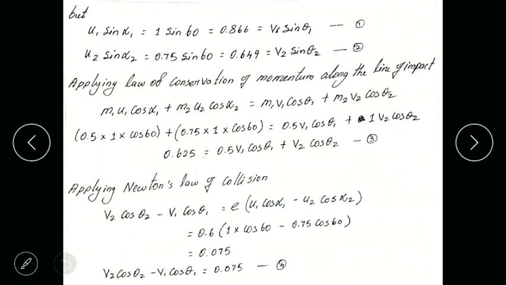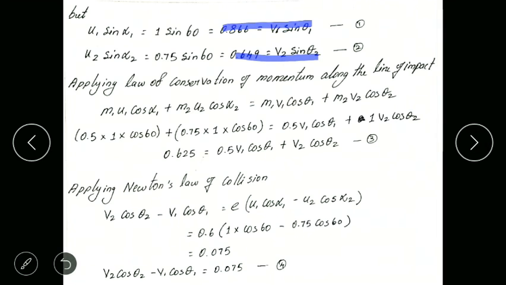So we know the initial velocity and the inclination. U1 and alpha 1, U2 and alpha 2 are given in the question, so we can substitute those values. By substituting those values, we can get equation 1 and equation 2.